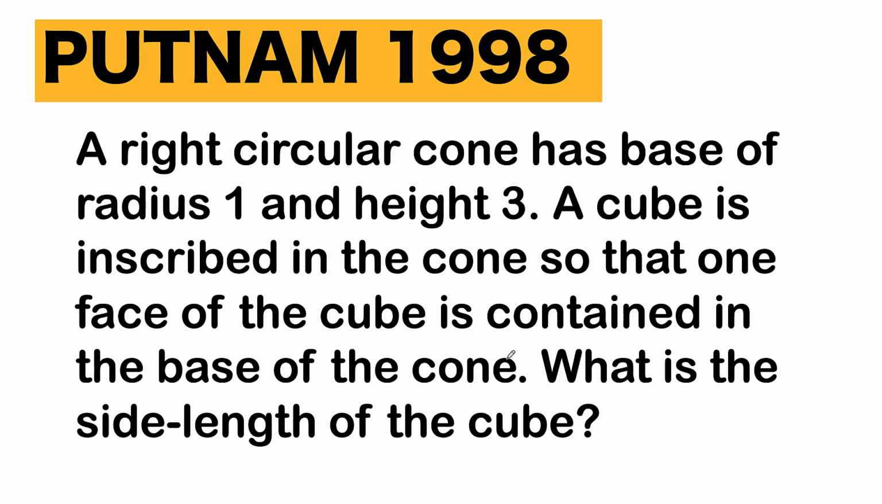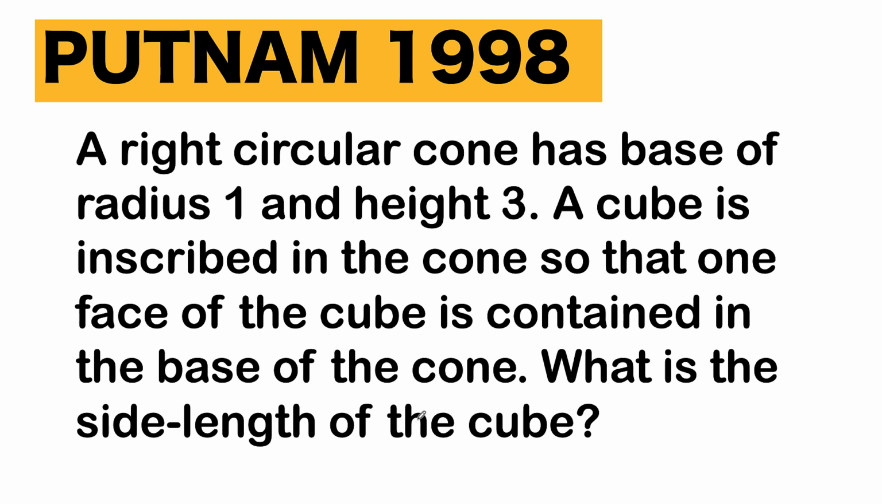This is taken from the PUTNAM 1998 mathematical competition. A right circular cone has a base of radius 1 and height of 3. A cube is inscribed in the cone so that one face of the cube is contained in the base of the cone. What is the side length of the cube?